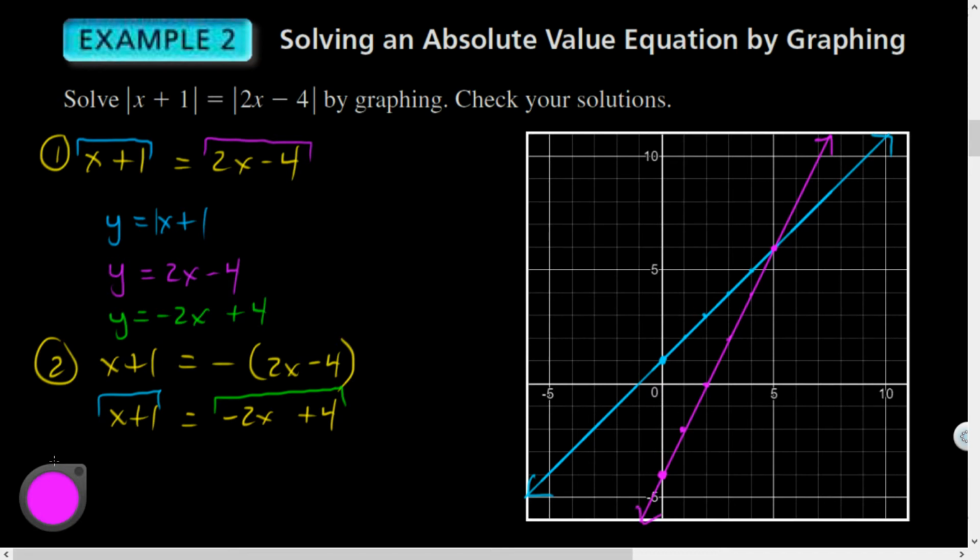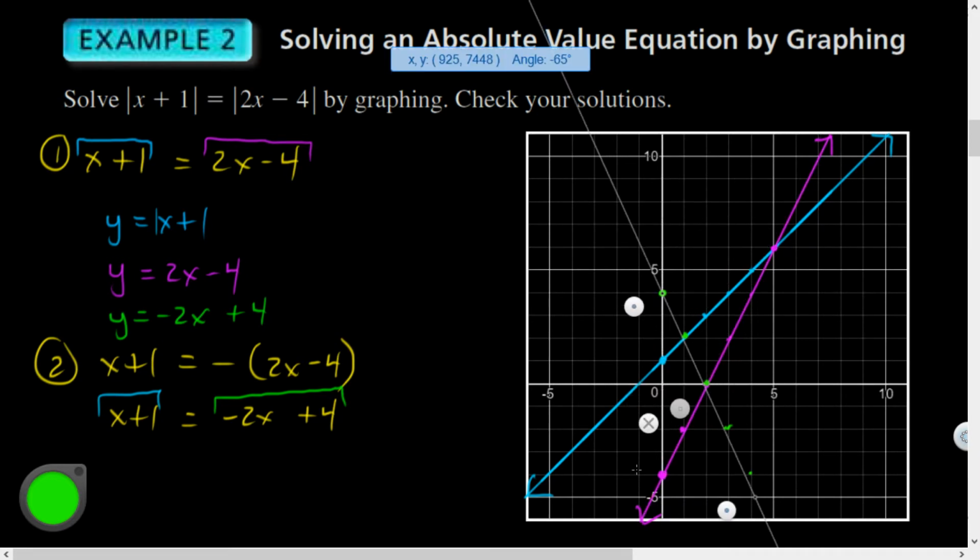And let's graph the green graph. What's the y-intercept for the green graph? B, the y-intercept. Yep, so I'll start up at 4. And what was the slope for the green graph? The slope is negative 2. So I'm going to go down 2 over 1, down 2 over 1, down 2 over 1, and we'll draw that.